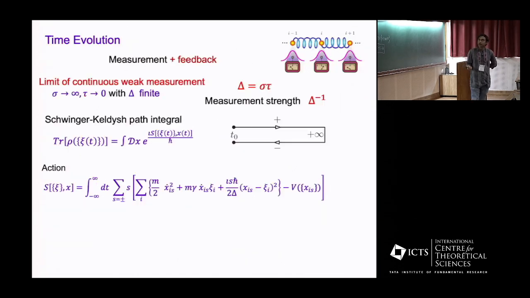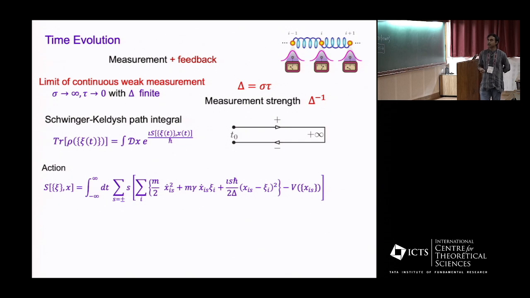I'll skip the steps. You also have to take into account some feedback, but essentially we are going to talk about the limit where the measurement that you do is very weak. This weakness is measured by the width of the Gaussian. If the Gaussian has a very large width, it's extremely weak, but you do the measurement too frequently, so that you take tau going to 0. You want to take the limit where sigma tau is finite, so that its inverse determines the measurement strength. In this limit you can formulate it as a path integral, a Schwinger-Keldysh path integral.